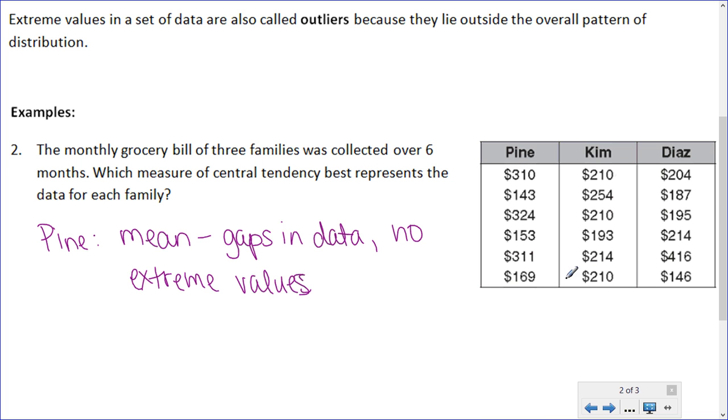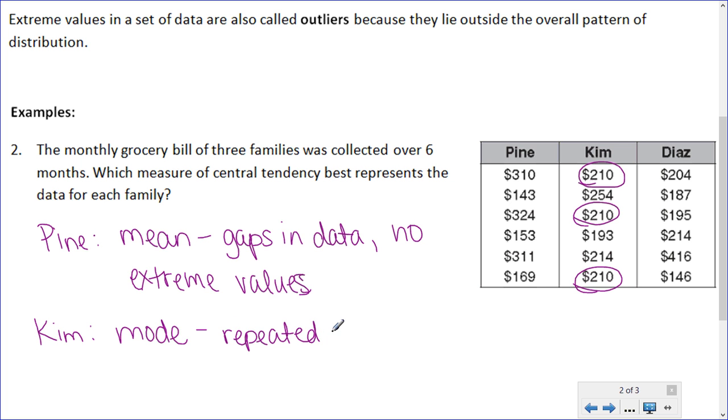So this would be a good case where you might want to use the mode to represent it because that number shows up multiple times. So that would tell you what a typical grocery bill would be for the Kim family. So for the Kim family, we will use the mode because we have repeated numbers.